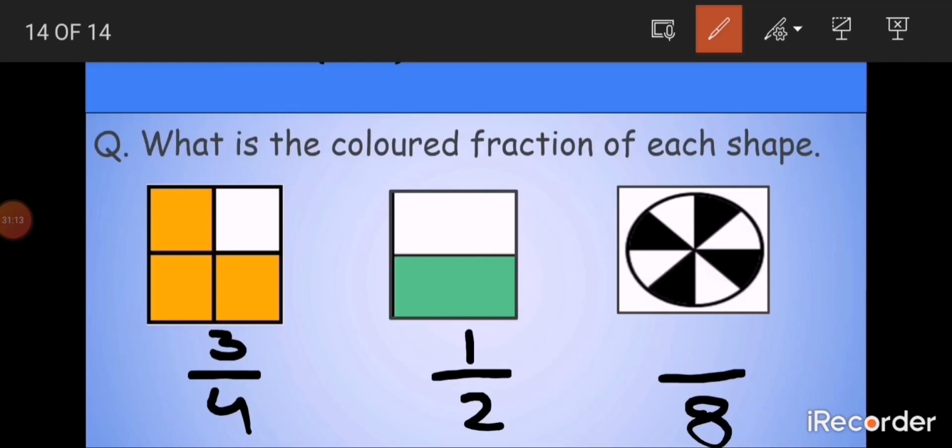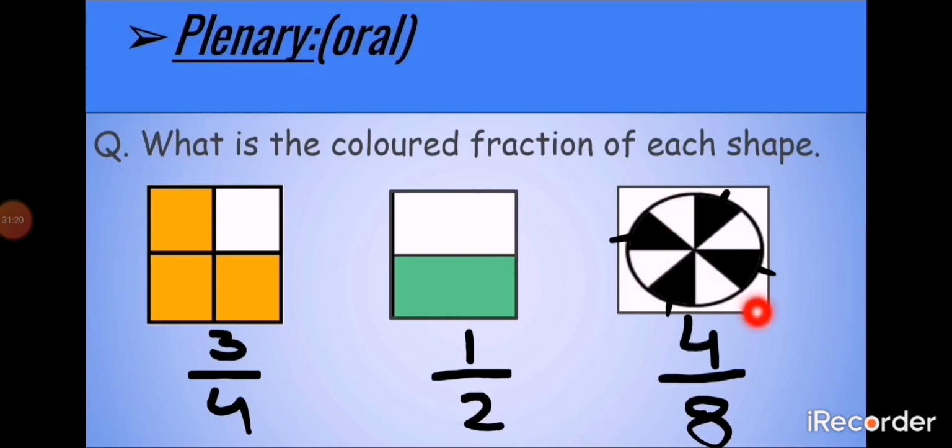Now count the colored parts. 1, 2, 3, 4 parts are colored. We write 4 above. So it means 4 parts out of 8 are colored. 4 is the numerator, 8 is the denominator.